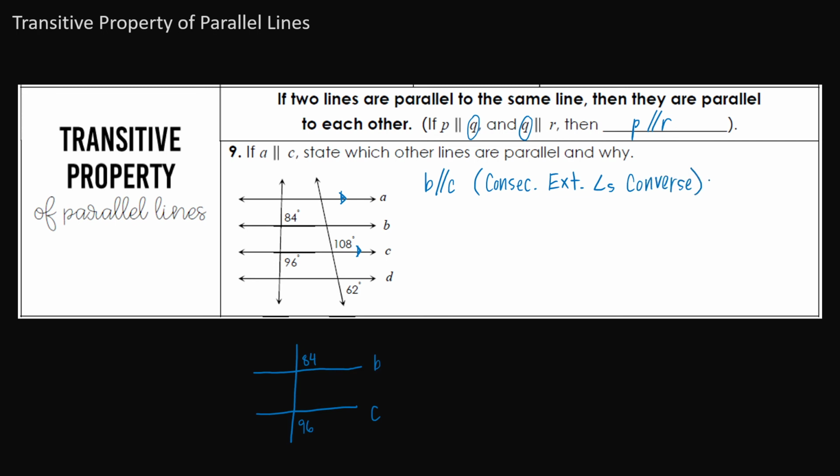And now we know quite a lot. If we know that line A is parallel to line C, and we know line B is parallel to line C, then we also know by the transitive property of parallel lines that line A is parallel to line B. Again, that is the transitive property of parallel lines.